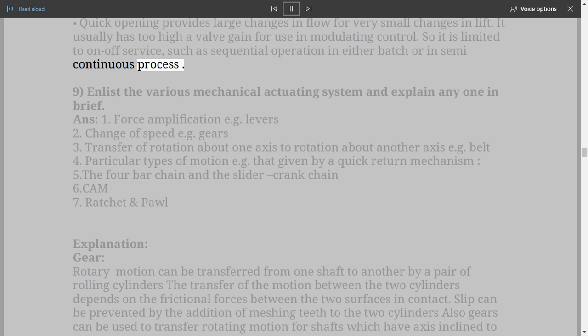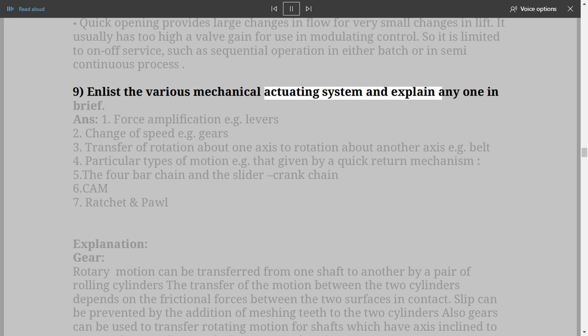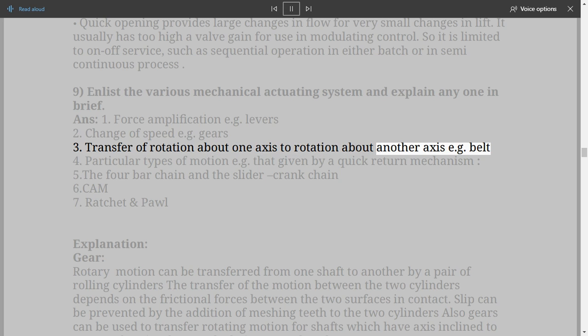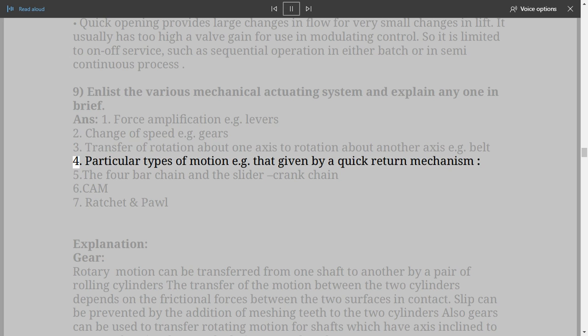9. Enlist the various mechanical actuating systems, and explain any one in brief. Answer. 1. Force amplification, e.g. levers. 2. Change of speed, e.g. gears. 3. Transfer of rotation about one axis to rotation about another axis, e.g. belt. 4. Particular types of motion, e.g. that given by a quick return mechanism. 5. The 4-bar chain and the slider crank chain. 6. CAM. 7. Ratchet and pawl.